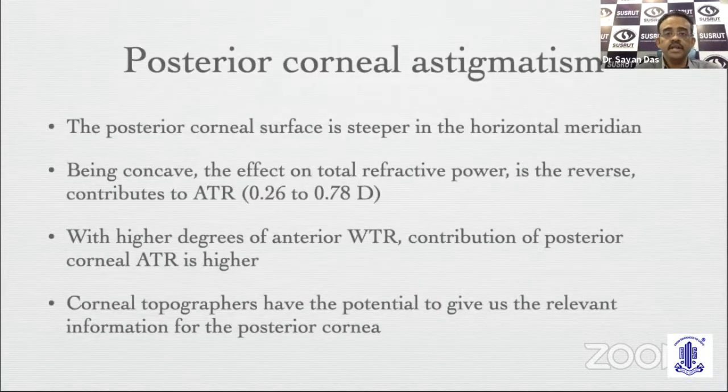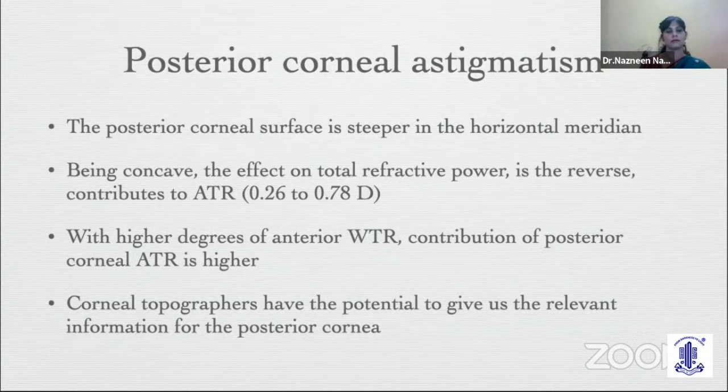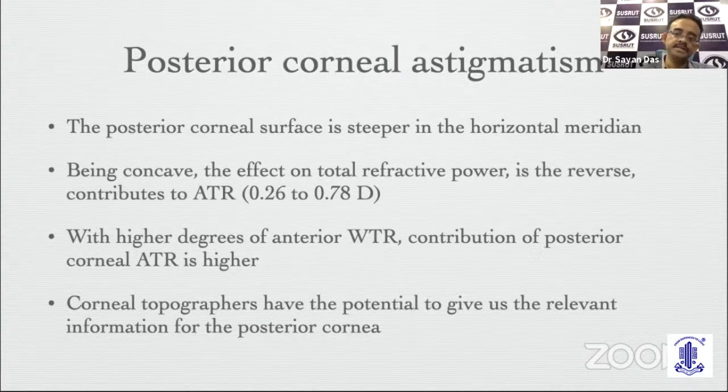Coming to posterior corneal astigmatism, the posterior corneal surface is steeper in the horizontal meridian, and thus being concave, the effect on the total refractive power of the cornea is the reverse. Thus, it contributes to or adds to the against the rule astigmatism. It has been seen that with higher degrees of anterior with the rule astigmatism, the contribution of the posterior corneal ATR is higher, and corneal tomographers have the potential to give us the relevant information for the posterior cornea.